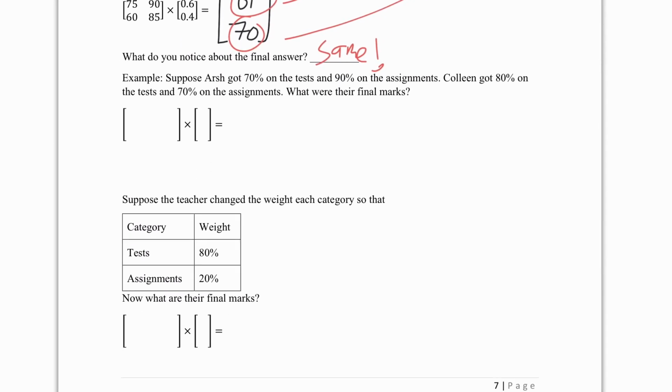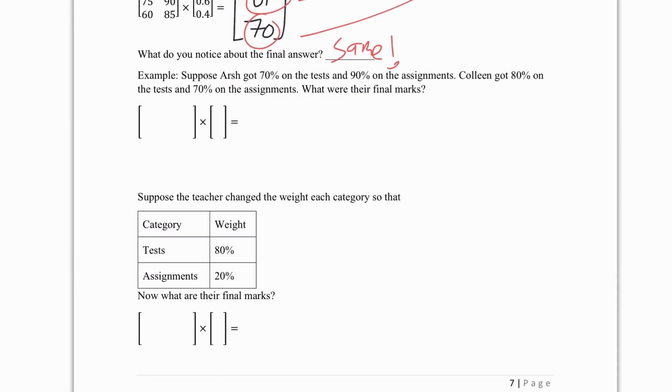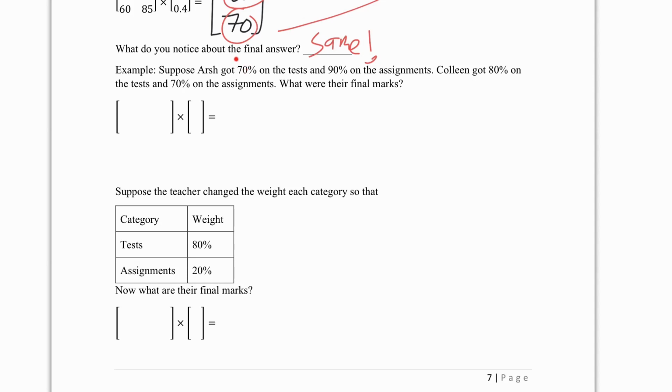All right, so let's try to set up our own example. Let's suppose Arsh got 70% on the tests and 90% on the assignments. Colleen got 80% on the tests and 70% on the assignments. What are their final marks? Let's see if we can build the matrix. Well, Arsh got 70 and 90, so 70 and 90. And then Colleen got 80 and 70. And the weight is still 0.6 and 0.4.